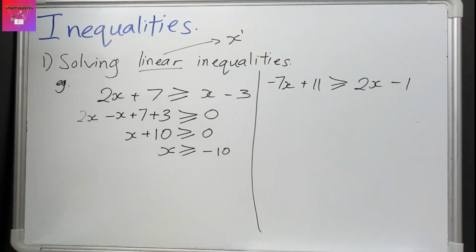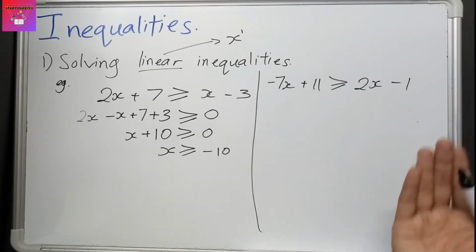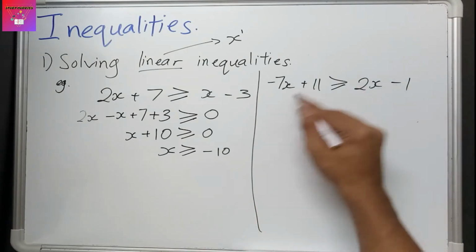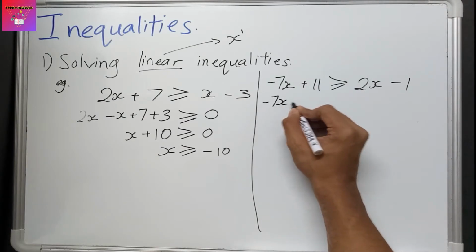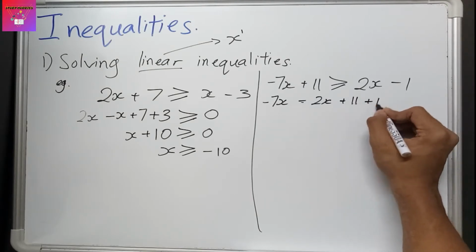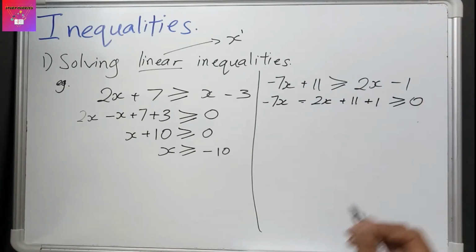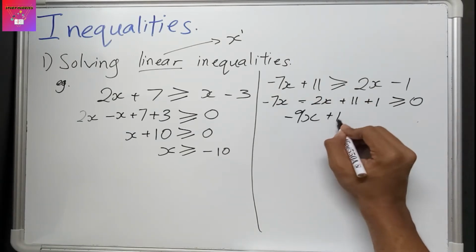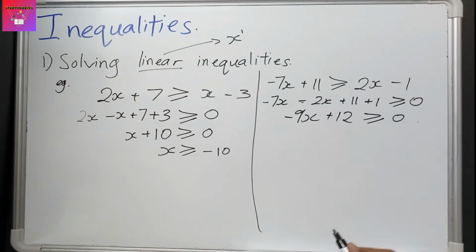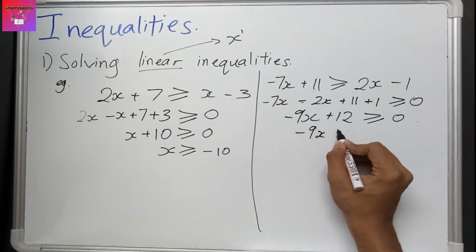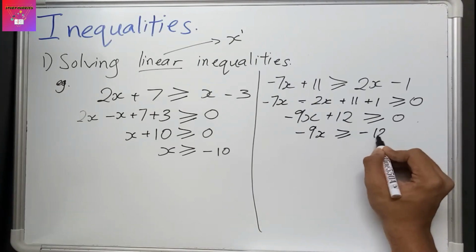Negative 7x plus 11 is greater than or equal to 2x minus 1. Again, we are going to do the same thing. First bring everything to the left hand side, make one side 0. So it's going to be negative 7x minus 2x plus 11 plus 1 greater than or equal to 0. I'll solve this part and I'll get negative 9x plus 12 greater than or equal to 0. Now I'm going to bring the 12 to this side, so it's going to be negative 9x greater than or equal to negative 12.